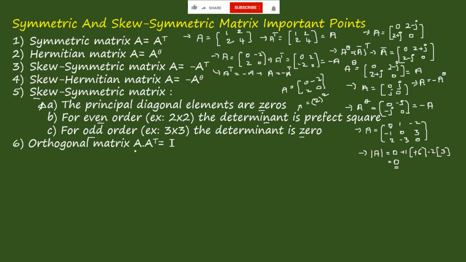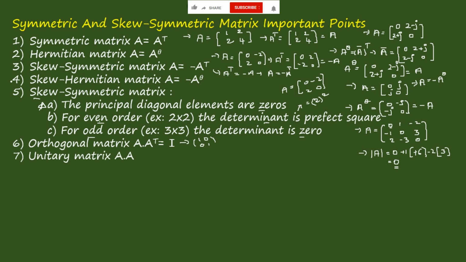Orthogonal matrix is nothing but A into A transpose is equal to I. I is nothing but the identity matrix, right? Like for a 2 cross 2 matrix, we write it as 1 0 0 1. Only diagonal elements will be there, which are always 1, and other elements are zeros. Now coming to the next one.